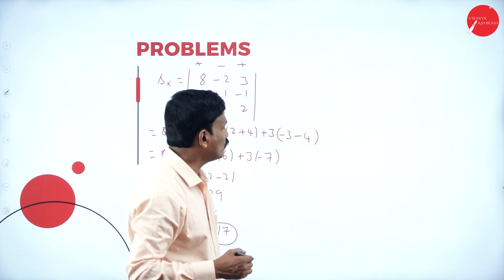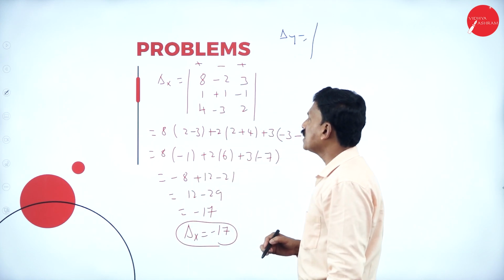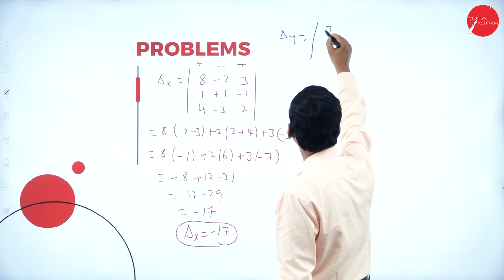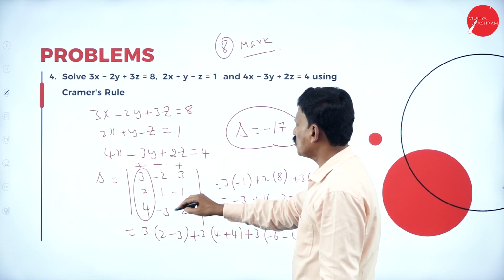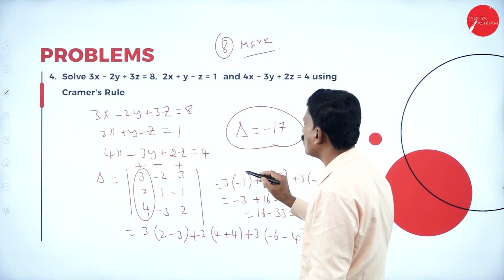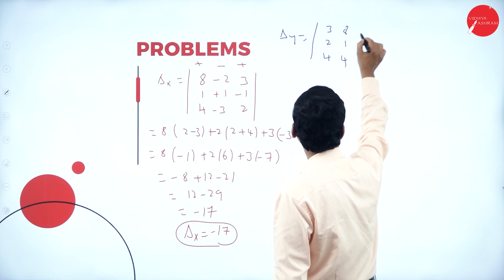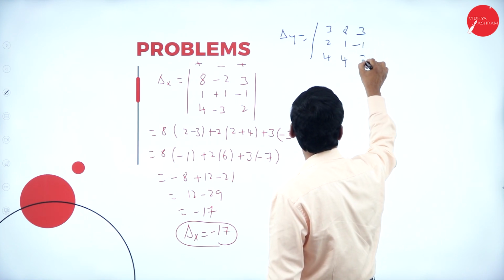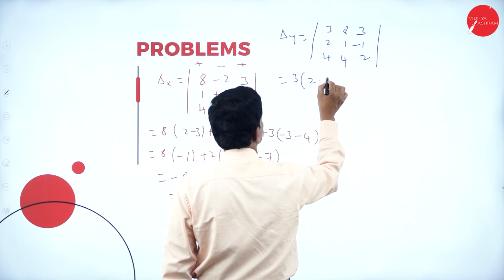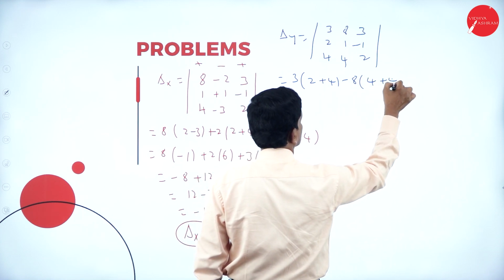Now, find out delta y. For delta y, the first column will remain the same, 3, 2, 4 as it is. The second column is replaced by the constant column, that is 8, 1 and 4. And the third column is same, 3, minus 1 and 2. Simplify this. This is equal to 3 into (1 times 2 is 2, minus into minus plus 2), minus 8 into (this is gone, 2 2s are 4, plus 4).